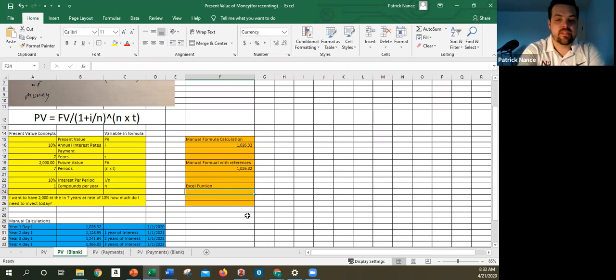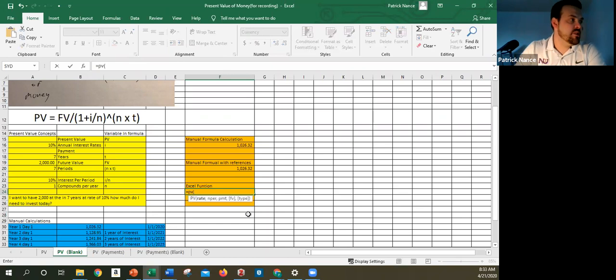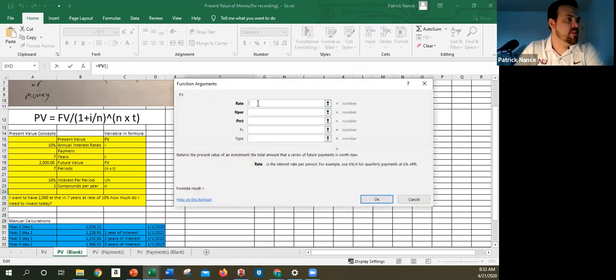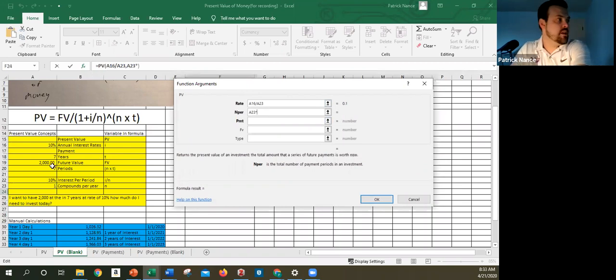Now, like the other, there is an Excel function for this too. That function is equals PV. So my rate, again, I'm going to take the interest rate. This is my I over N part of the function, interest rate divided by compounds per year. A number of periods, I want to really do my N times T. So compounds per year times the number of years. A payment, again, we're not dealing with that yet. We'll do that in a future video.